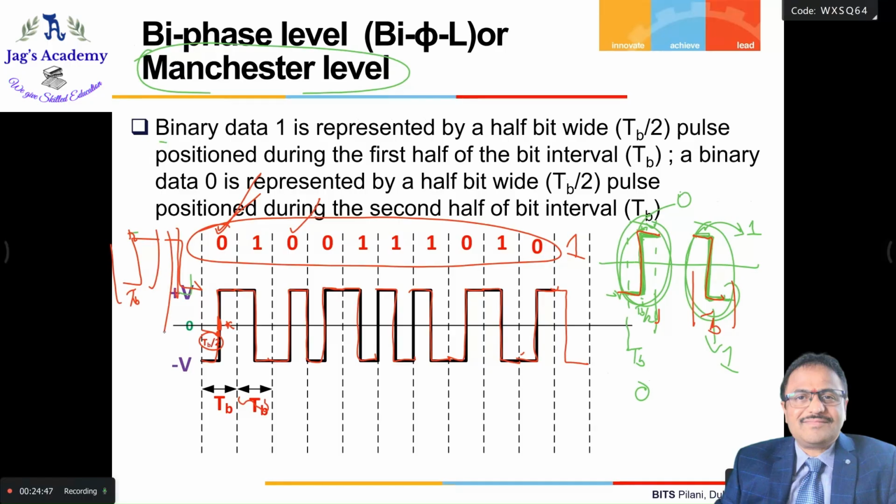Okay. Note it down in your book. This is the next technique which you have done. You will be solving this by different sequences. Then you will clearly understand this. Okay. This is biphase level.